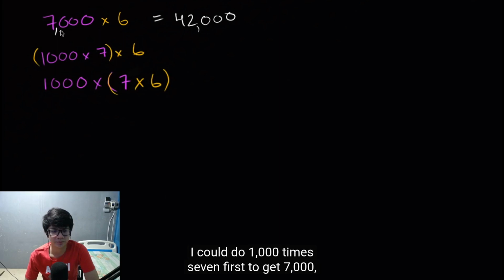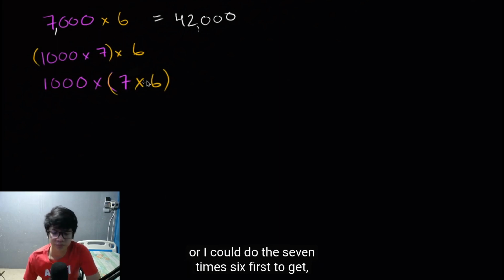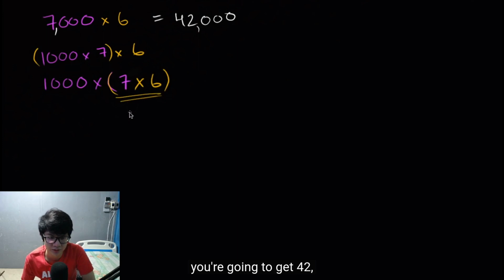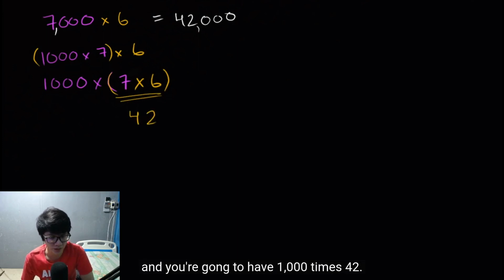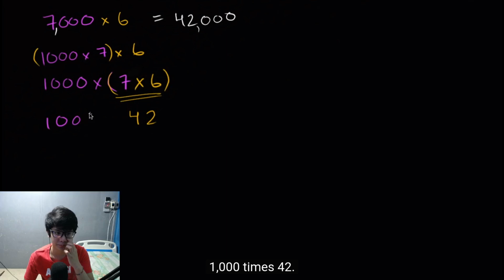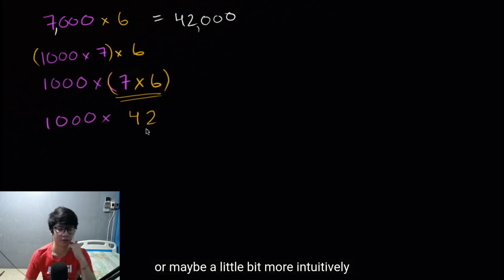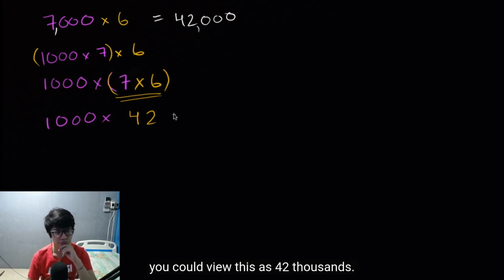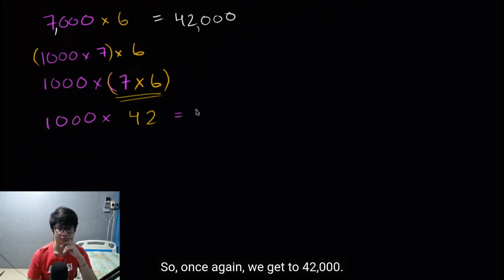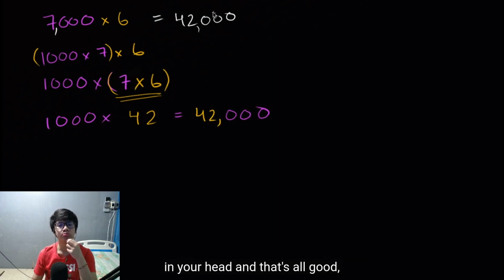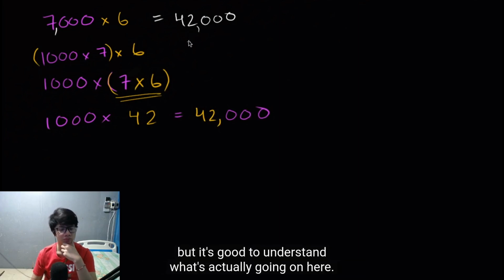I could do 1,000 times 7 first to get 7,000. Or I could do the 7 times 6 first. If you multiply the 7 times 6 first, you're going to get 42. And you're going to have 1,000 times 42. You could view this as 1,042s, or maybe a little bit more intuitively, you could view this as 42,000s. So once again, we get to 42,000. Some of you might have just been able to do this immediately in your head, and that's all good, but it's good to understand what's actually going on here.